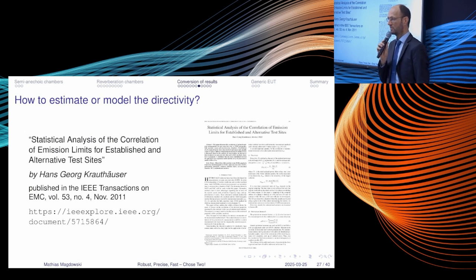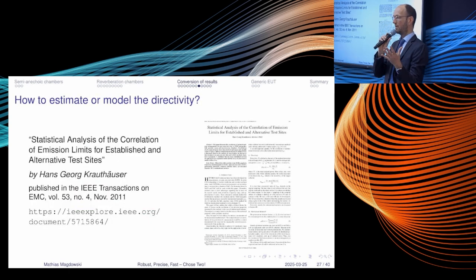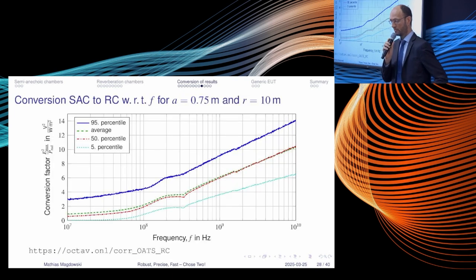And there are different models to estimate this directivity, and the one that I have used was developed by Hans-Georg Krauthäuser, also a former colleague who now works at the Technical University of Dresden, and it was published in the IEEE Transactions almost 15 years ago. So with this, you can model it. This model is based on taking a sphere the size of the object, putting point sources on the sphere, and then calculating the directivity and the radiation. And with this, you can then do this conversion.